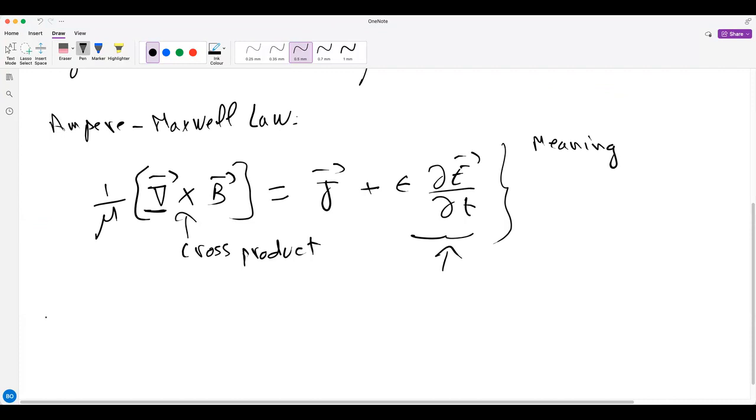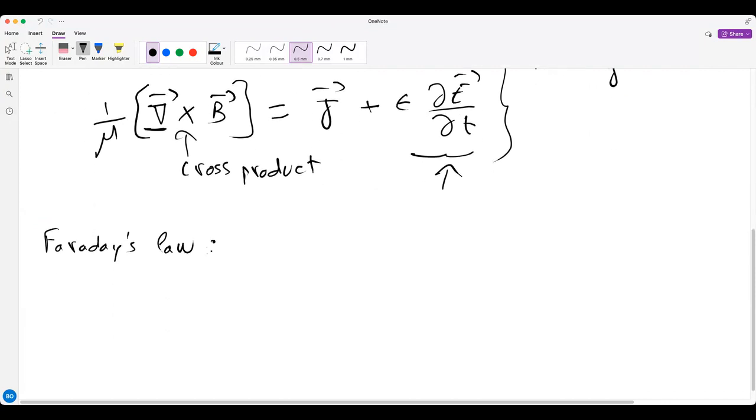There is also Faraday's law. Faraday's law gives us the opposite. When a magnetic field changes as a function of time, it will induce an electric field that is changing in space. So Faraday's law gives us the following.